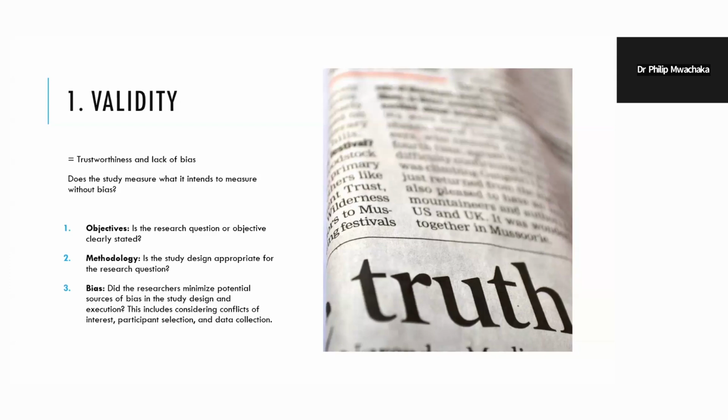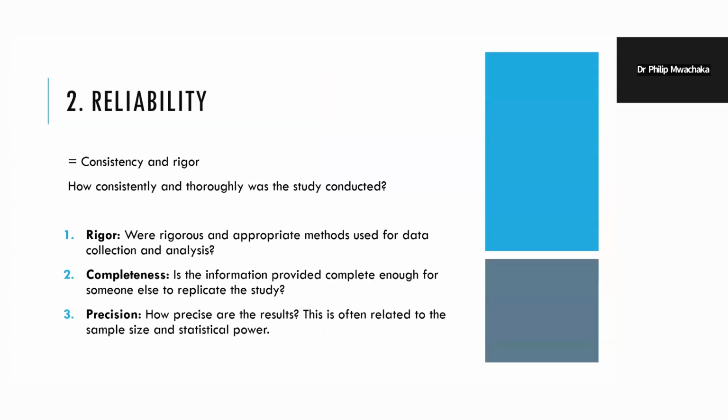And then issues of bias, whether the authors tried to minimize bias from when they were executing the study, all the way from study design to even reporting of the results. And authors need also to declare conflicts of interest. They also need to talk about how they did their participant selection and data collection.